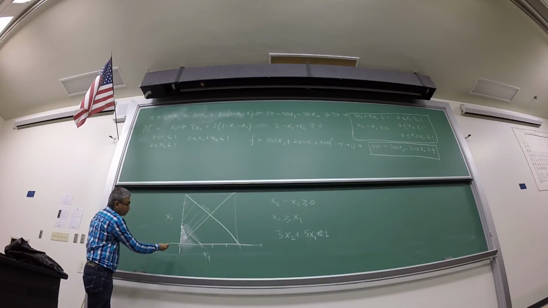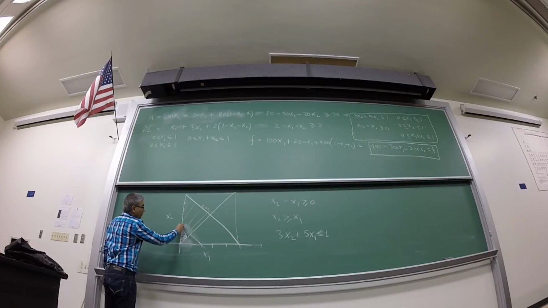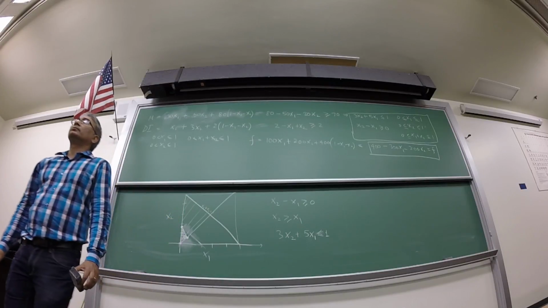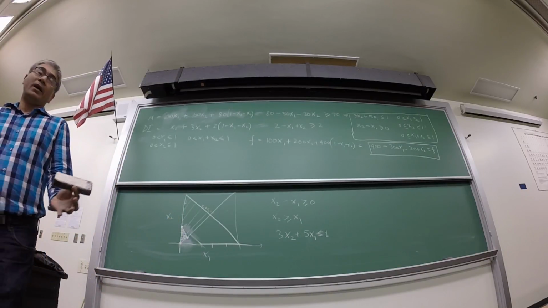So now this point is obvious, we know this. This point, we know this. Now we need to figure out what this point is, at which this line intersects that line. How are we going to do that? Make them equal to each other. Right, exactly. Let's make them equal.